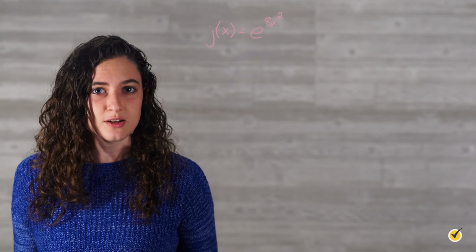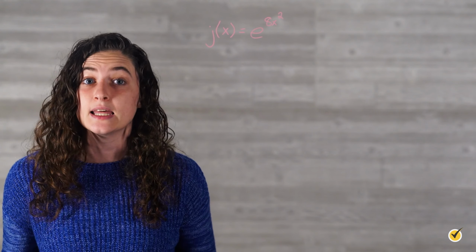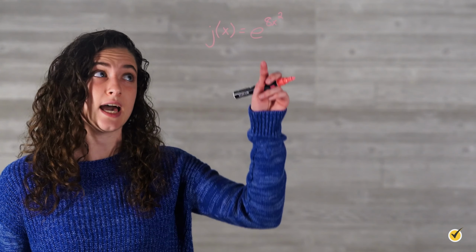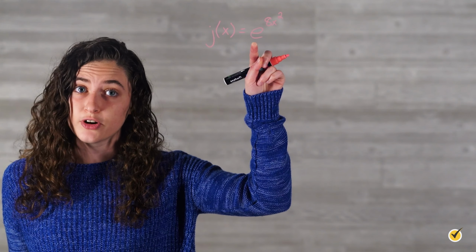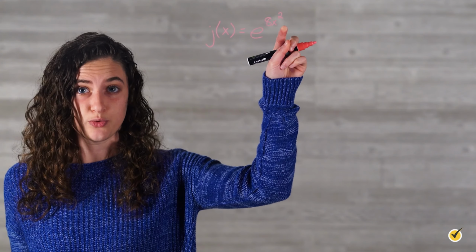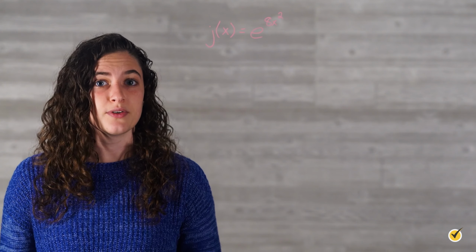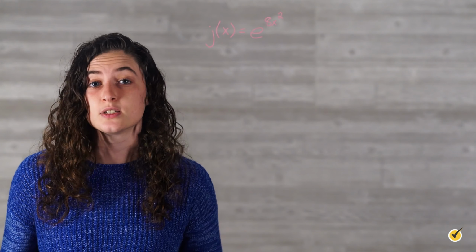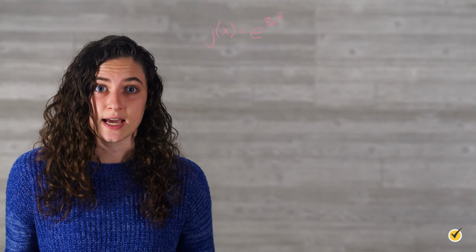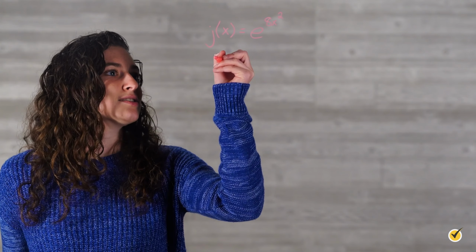Even though this function looks a little bit fearsome, we have the tools necessary to work through its derivative. In this case, the outer function is the exponential function, e raised to a power. The inner function is that power, 8x squared. To get the derivative with the chain rule, we need to first write the derivative of the outer function with the inner function untouched. Since the derivative of the outer function, e to the x, is itself, we're just going to write e to the 8x squared again.